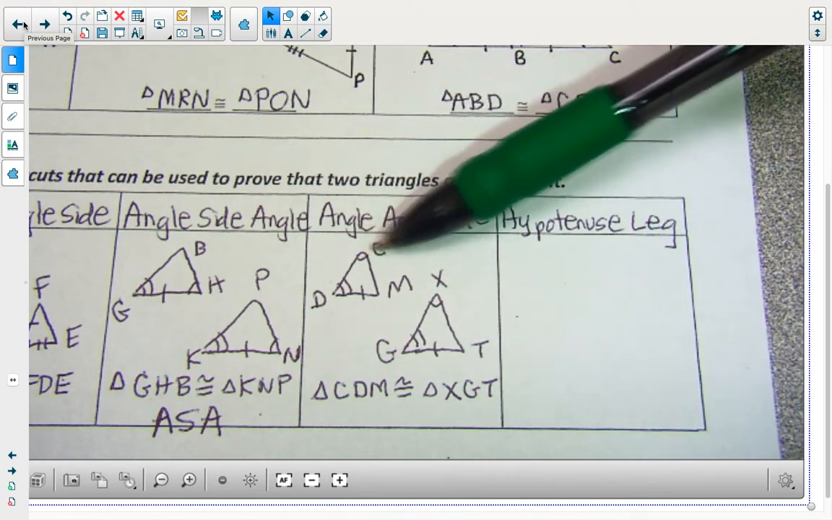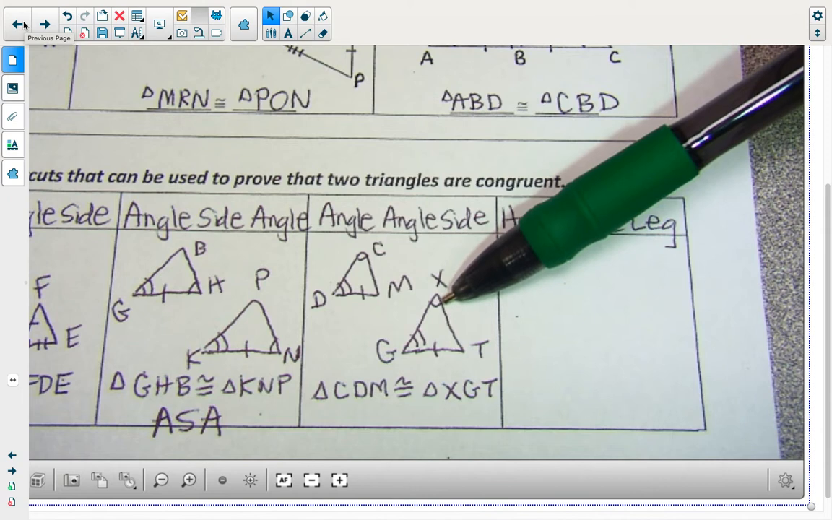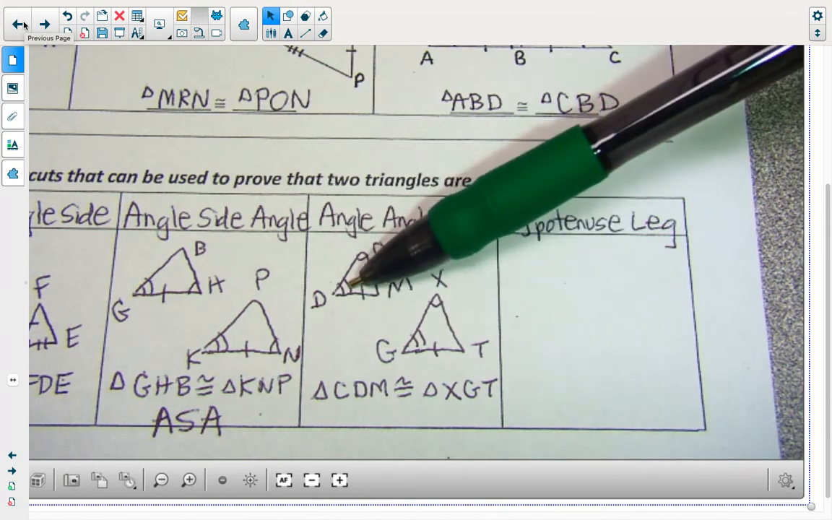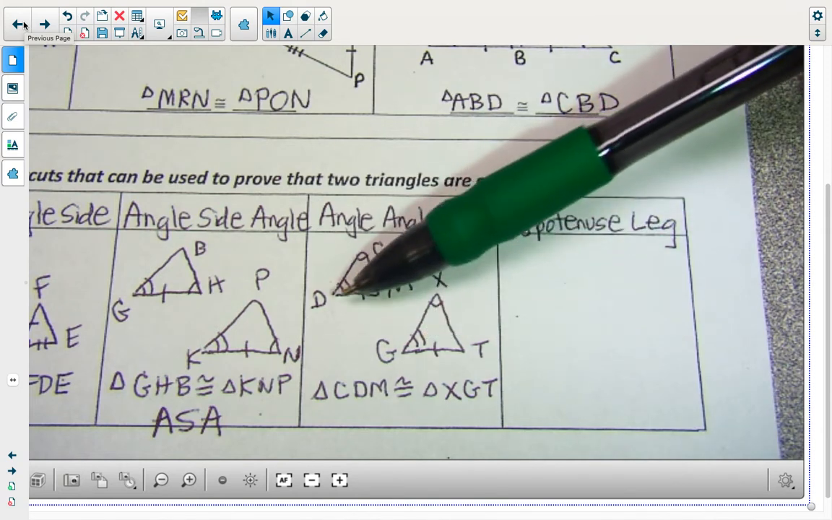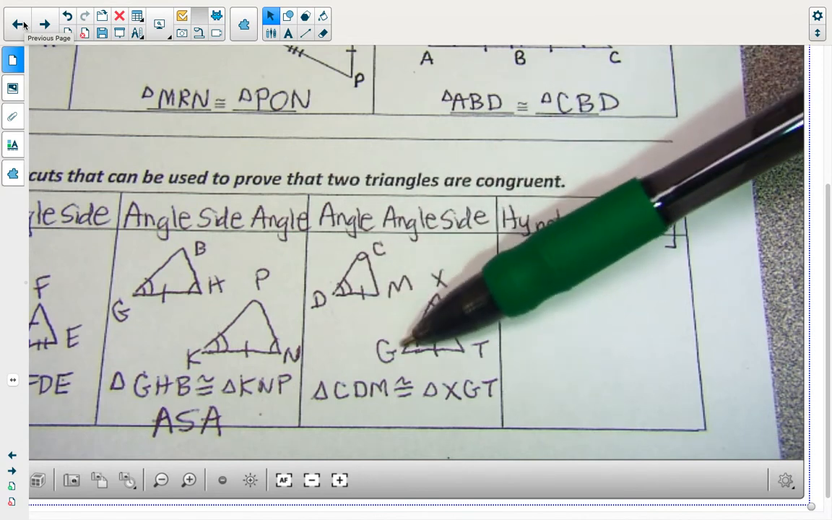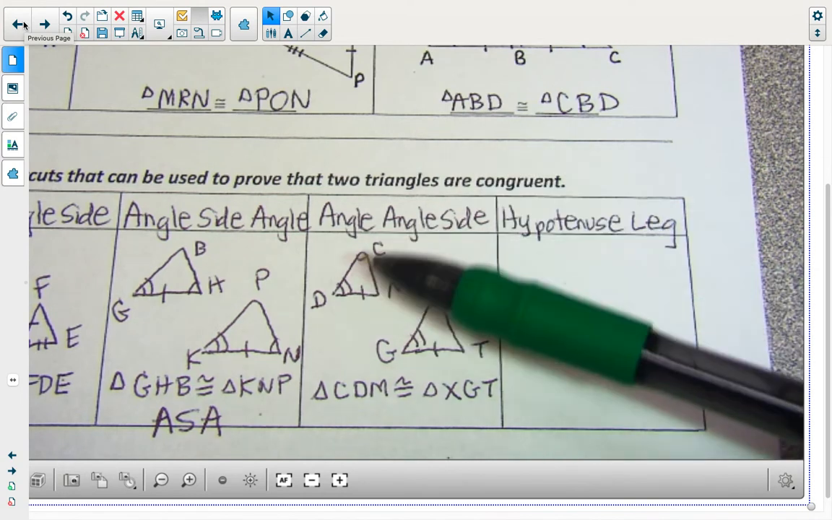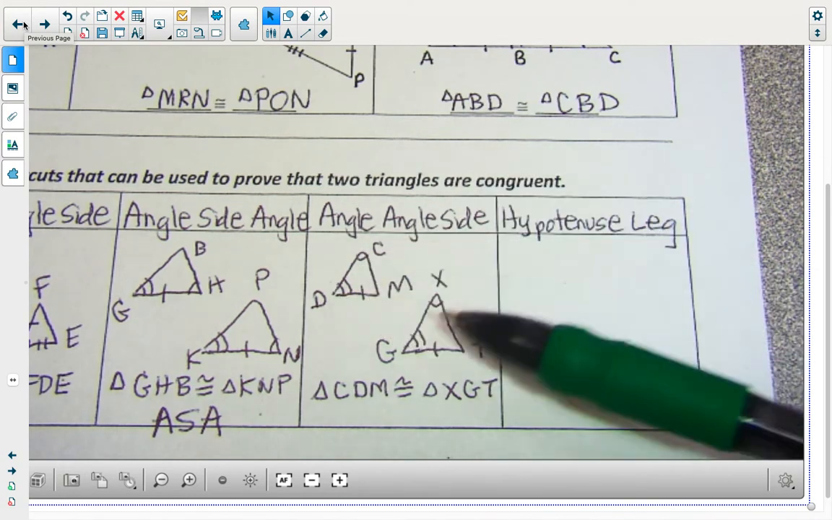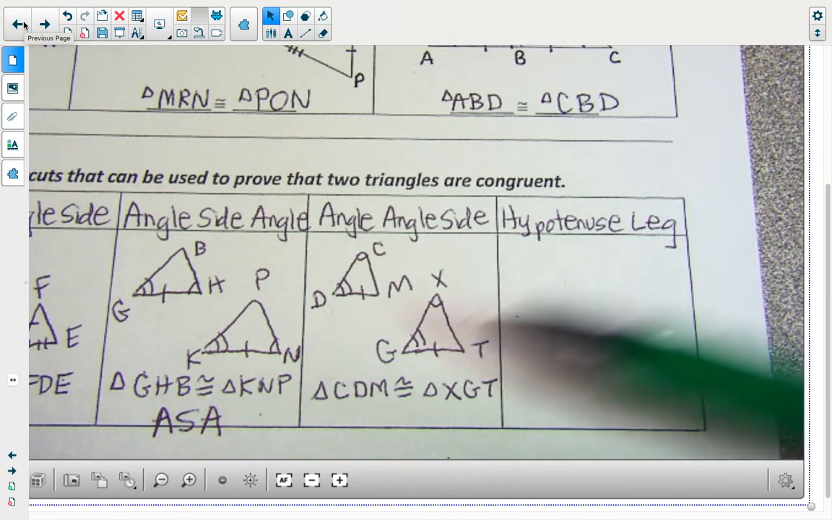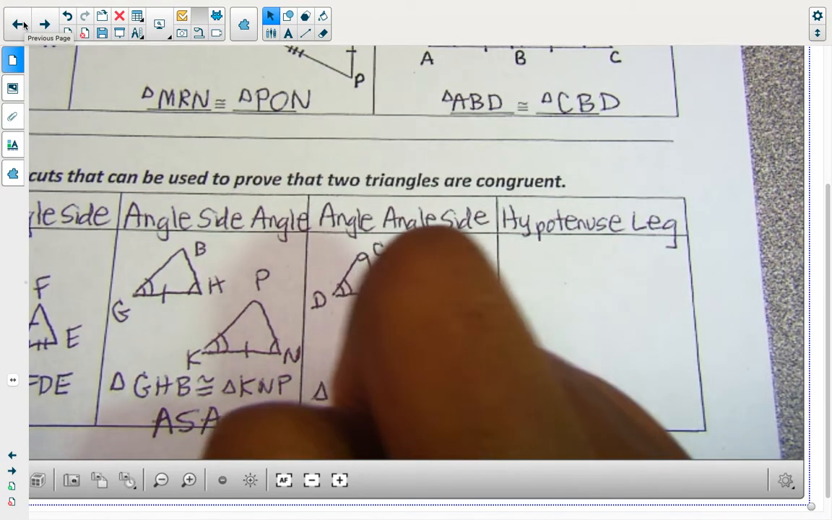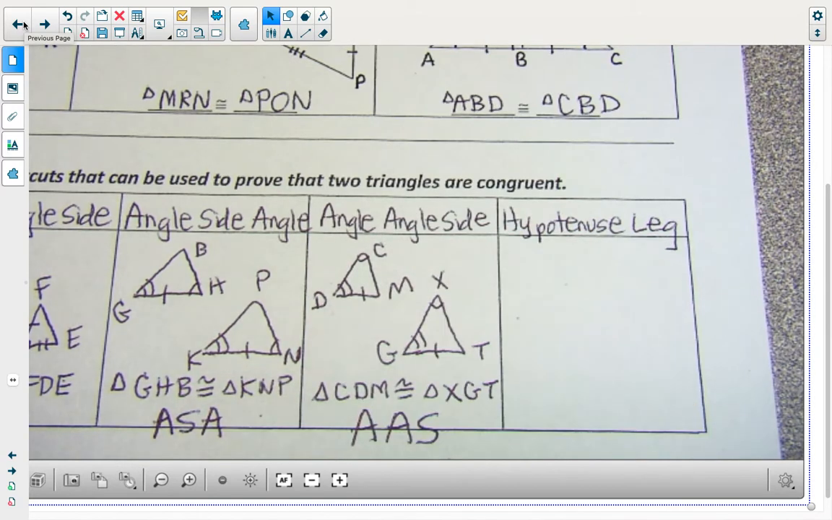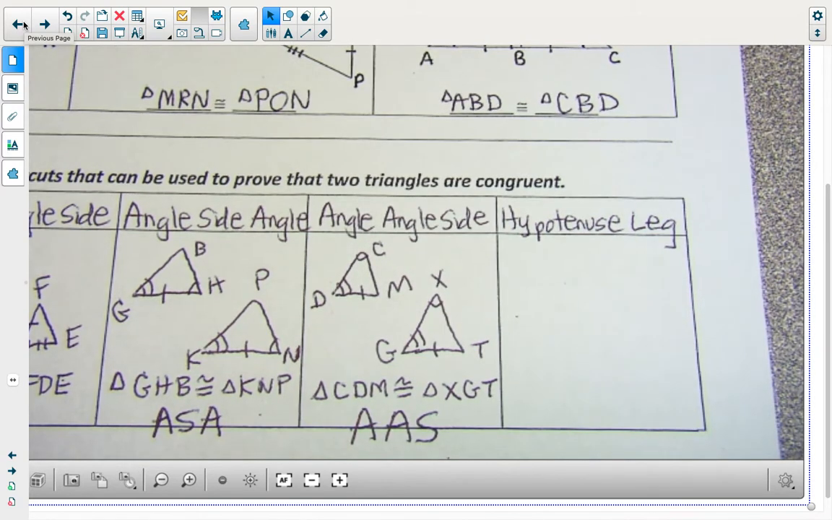So C corresponds to X. They're both corresponding and congruent angles. D and G are congruent, and DM and GT are congruent. So these two angles are congruent by angle, angle, side. Angle, angle, side. So these two triangles are congruent by angle, angle, side. And the last one, hypotenuse, leg.